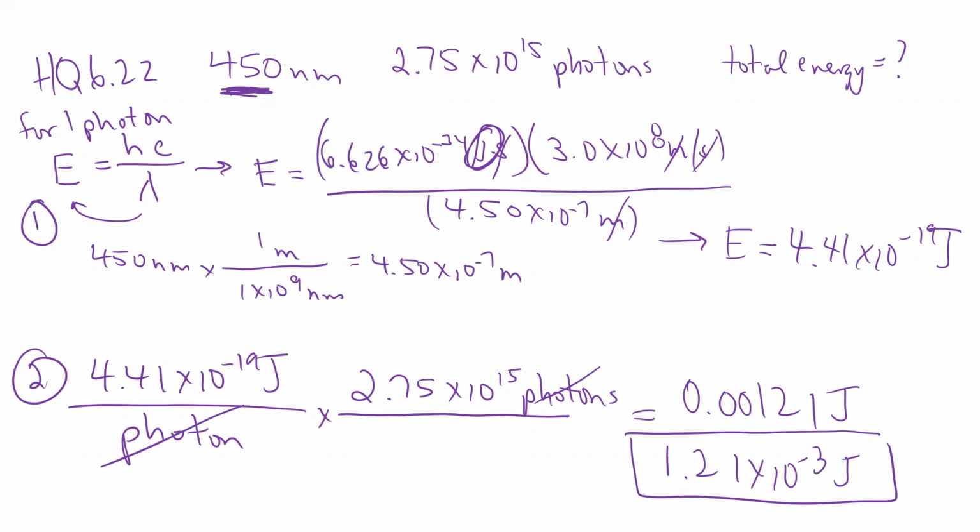Three significant figures based on the number of photons. Really, they should have put this. I know they're looking for three significant figures. I would have gone with two based on the 450, but I'm looking at the back end and it's set for three significant figures. So yeah, 1.21 times 10 to the minus 3 joules for question 22.